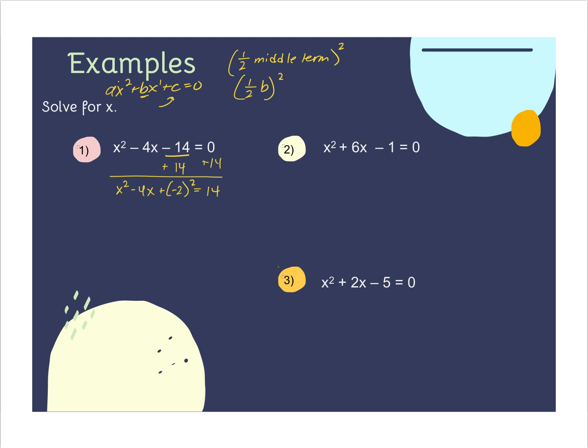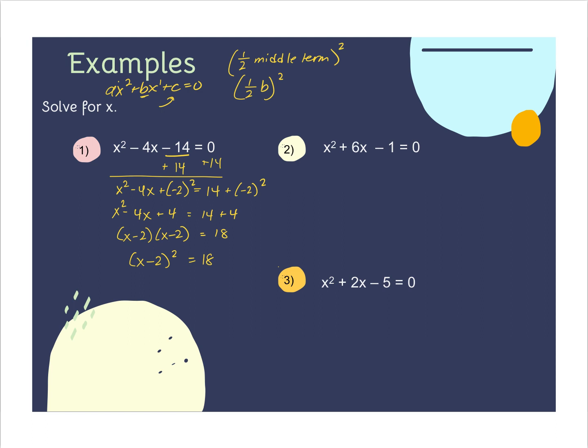So if I add negative 2 squared to the left, I'm going to add negative 2 squared to the right. So when I rewrite this, I get x squared minus 4x plus 4 equals 14 plus 4. Now you're going to see why we did this. We'll see that x squared minus 4x plus 4 is really x minus 2 times x minus 2. And so this can be rewritten as x minus 2 squared equals 18.